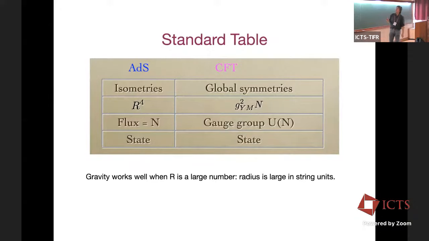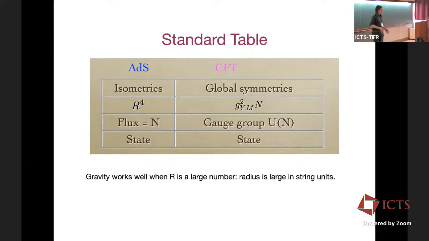The table that sets up a correspondence is that in AdS, we have some isometries. And that's what corresponded in the conformal field theory to the global symmetries. There was a radius of AdS in string units. That's some parameter. It's the size of AdS in the fundamental units. That was matched to the 't Hooft coupling constant in the conformal field theory.